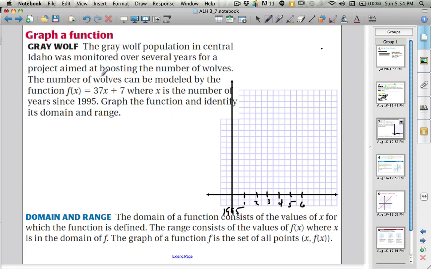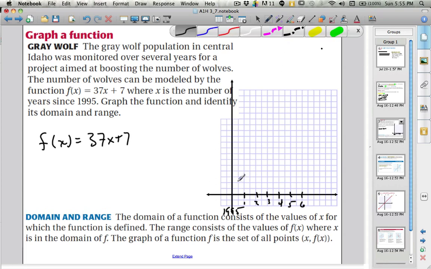If I want to write this out as function notation, which we've got there, f of x is equal to 37x plus 7, I know that 7 is my y-intercept, so 1, 2, 3, 4, 5, 6, 7. There's the y-intercept. And for each year I go, I'm going to go up 37. So this is going to be a problem the way I've scaled the graph. Let's take a look at how we can scale the graph a little better.